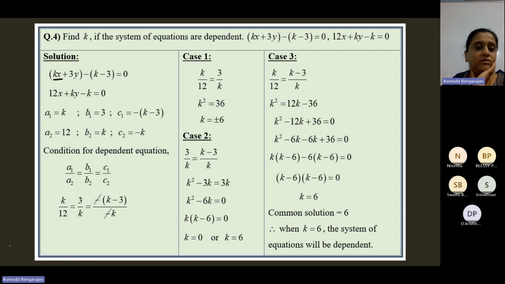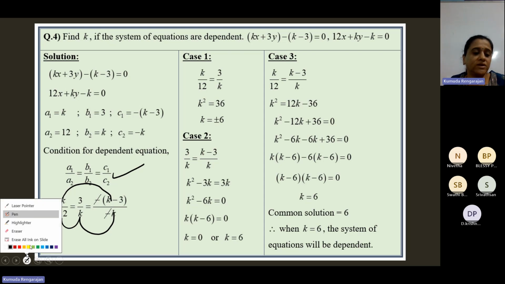So it's Kx, so A1 is K. It's 3y, so B1 is 3. And you can see this is the constant, minus of K minus 3 is a constant. Second equation, A2 is 12, B2 is K, and the constant C2 is minus K. Dependent equations, this is the condition. Substitute. You can equate this and this, this and this, and also this and this.